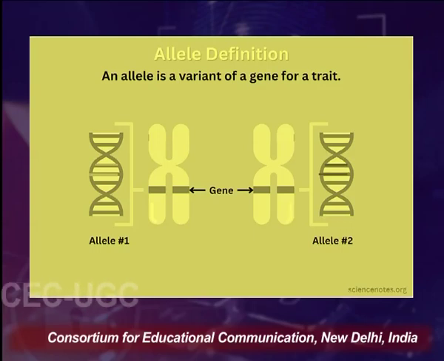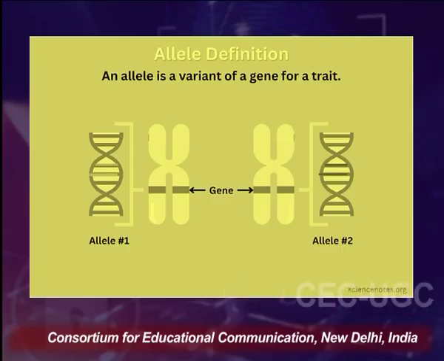If it is the gene which represents the height of a person, then it may have two allelic forms, representing a tall height and a smaller height. For example, allele 1 says capital T, which represents that this is dominant, and if the person has a capital T, the person will have a taller height.